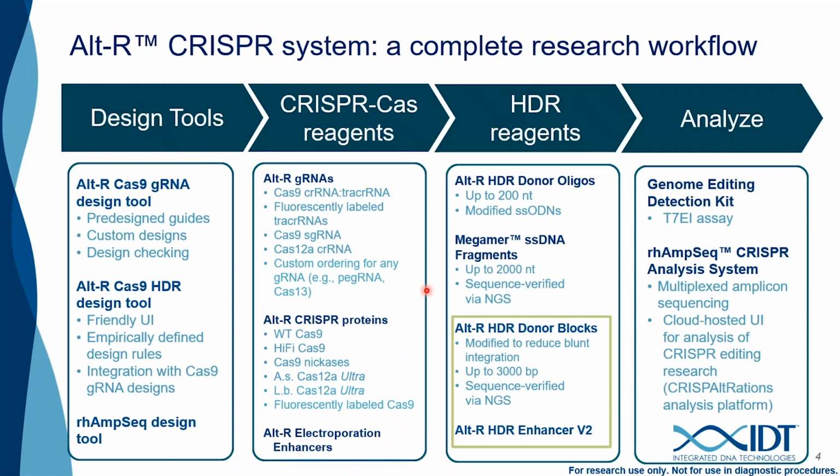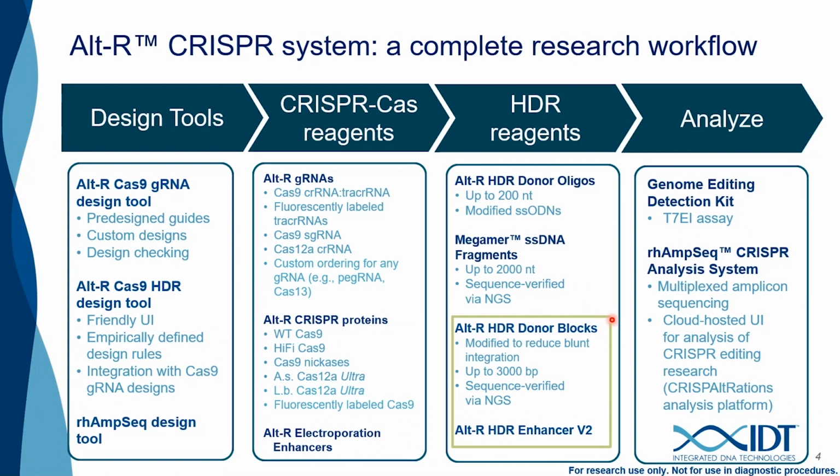Here's a look at IDT's full workflow for CRISPR research, going all the way from experimental design through analysis. I'm just going to focus in here right now on the HDR reagents. For small edits, we do have our Alt-R HDR donor oligos available. These are single-stranded DNAs that are up to 200 bases, and they are modified to improve HDR. We have previously also had our megamer long single-stranded DNA available for larger knock-ins, and these go up to 2 kb and are sequence verified via NGS.